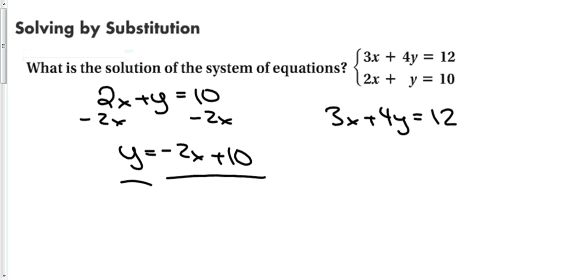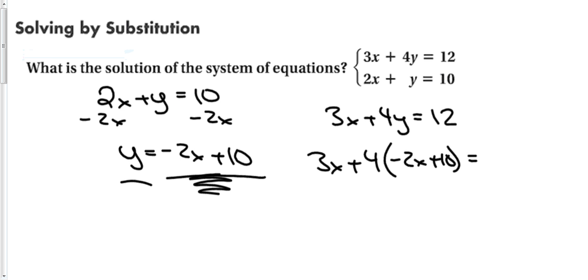So let's do it. 3x plus 4, but instead of writing y, I write my equivalent expression, because y is equal to negative 2x plus 10. So I put negative 2x plus 10, is equal to 12.